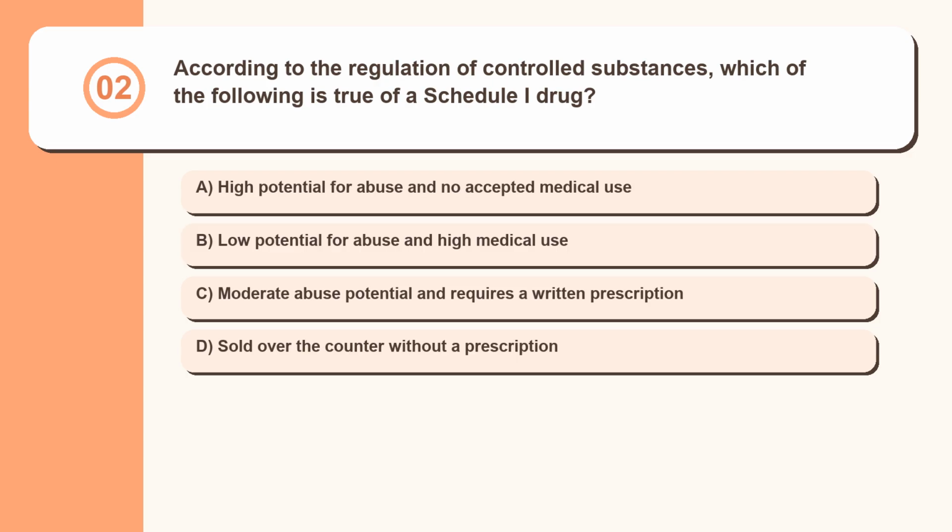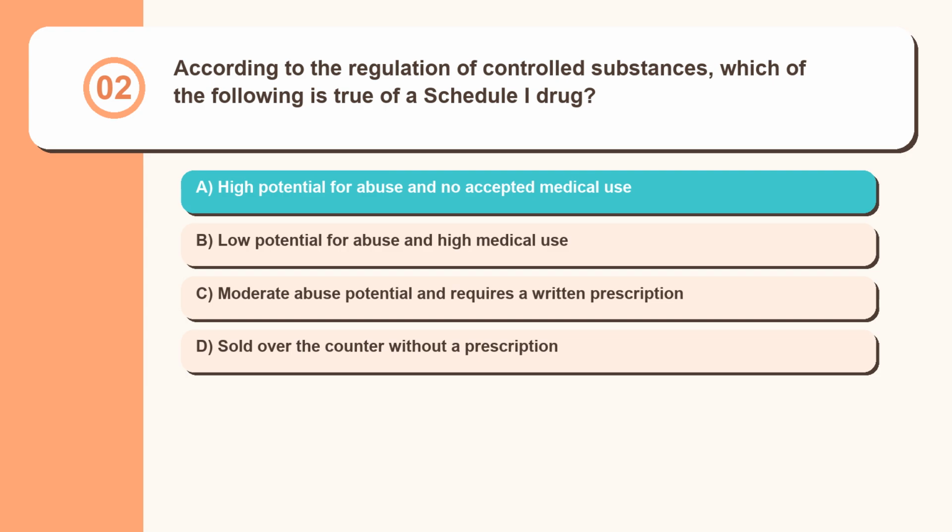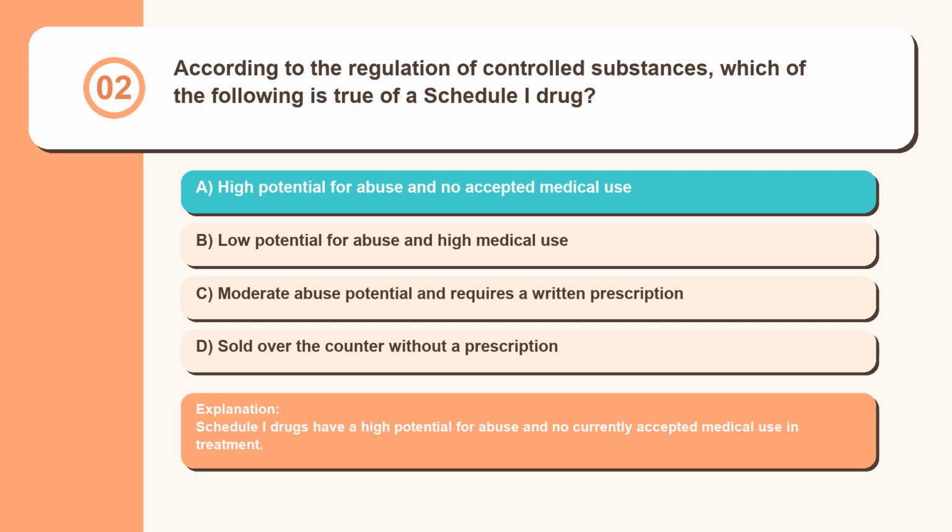Question 2. According to the regulation of controlled substances, which of the following is true of a Schedule I drug? High potential for abuse and no accepted medical use. Low potential for abuse and high medical use. Moderate abuse potential and requires a written prescription. Sold over the counter without a prescription. Schedule I drugs have a high potential for abuse and no currently accepted medical use in treatment.